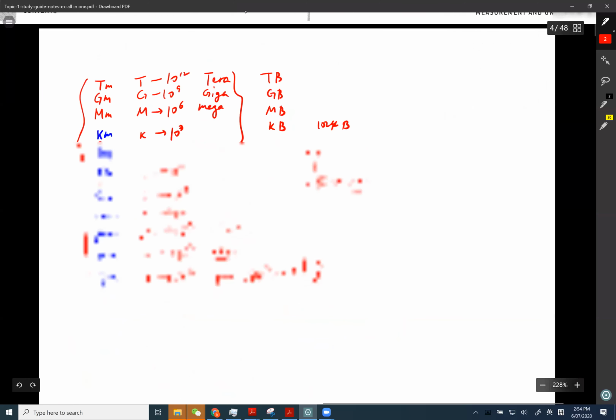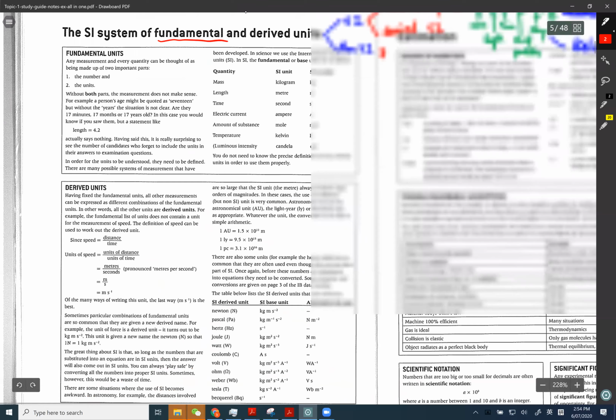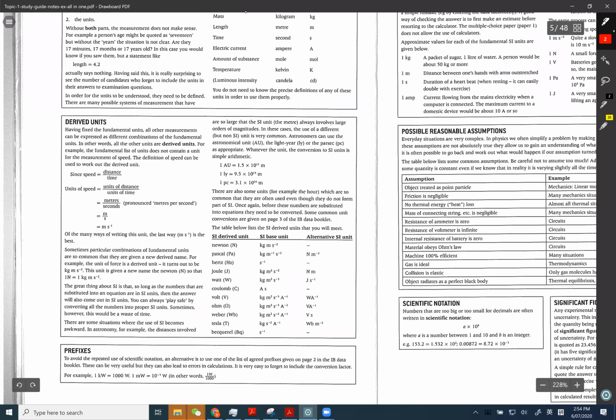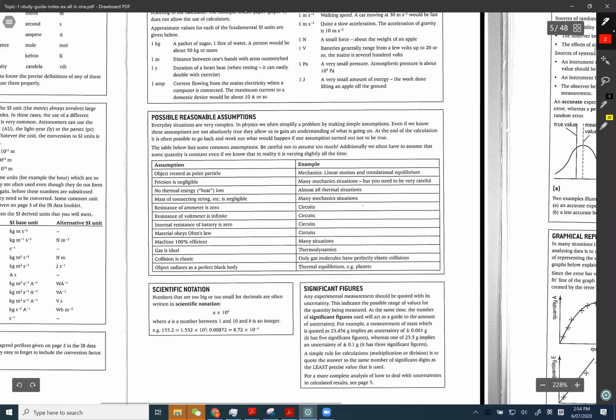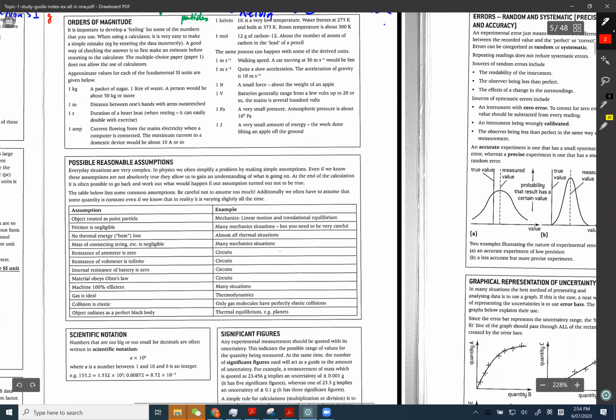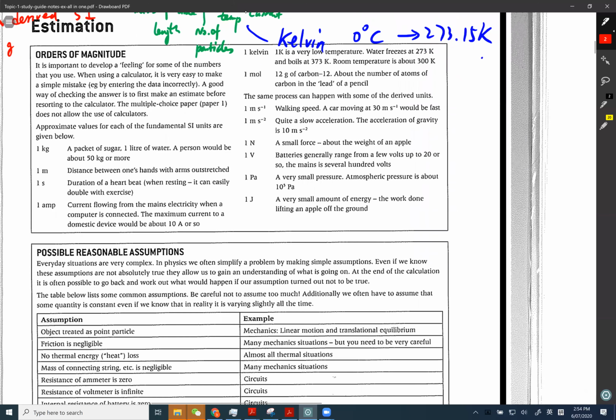We finish units. Of course, you can go over here on derived units. Oh, prefix. No, just for topic 1.